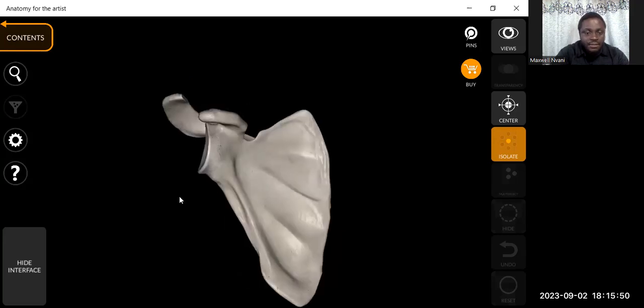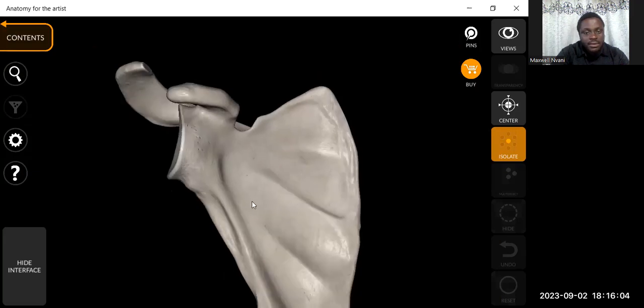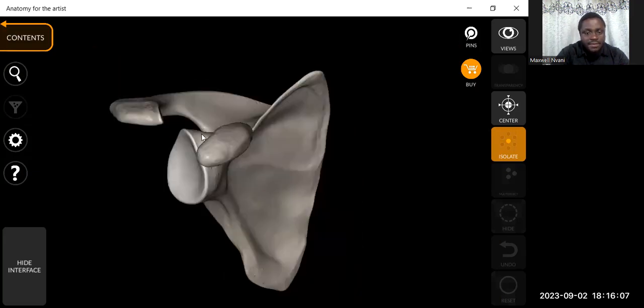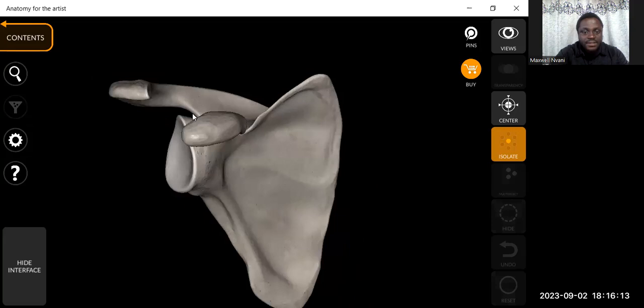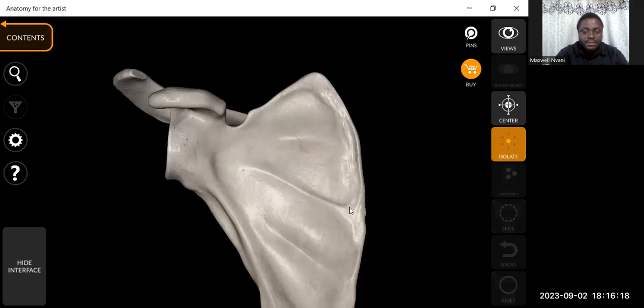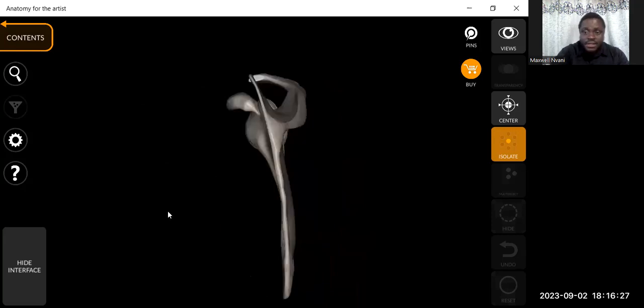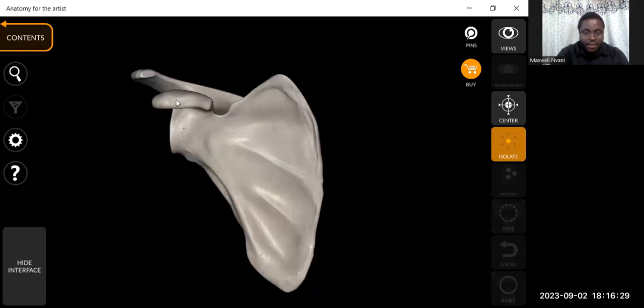Now, you can see this elevation right here, just beneath the glenoid cavity. This is the infraglenoid tubercle, while just above it we have the supraglenoid tubercle. So we've talked about borders, surfaces, and angles. Now, finally, let's talk about processes. We spoke about the spinous process and the acromion. The last is the coracoid process.